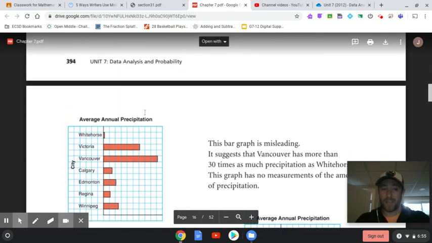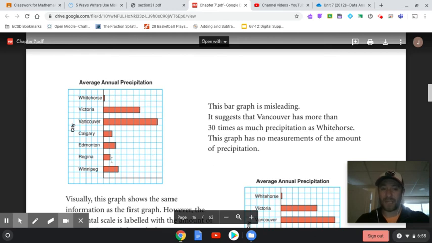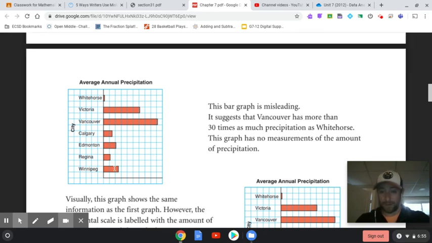This one right here is a useless graph for many reasons. Number one, it has no numbers. You can't tell. It says annual precipitation. Great. If there are no numbers, you have no idea what it means.